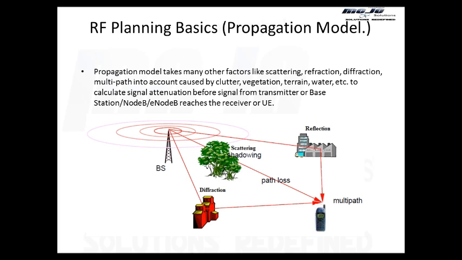Each propagation model is tuned according to its clutter. There is urban clutter, suburban clutter, rural clutter, all those things. Clutter is basically the environment in which the signal is being transmitted and received. Is it an urban environment? Is it a suburban environment? Is it a rural environment? Is it a dense urban environment? These are the basic general classifications of clutter: urban, rural, suburban, dense urban.